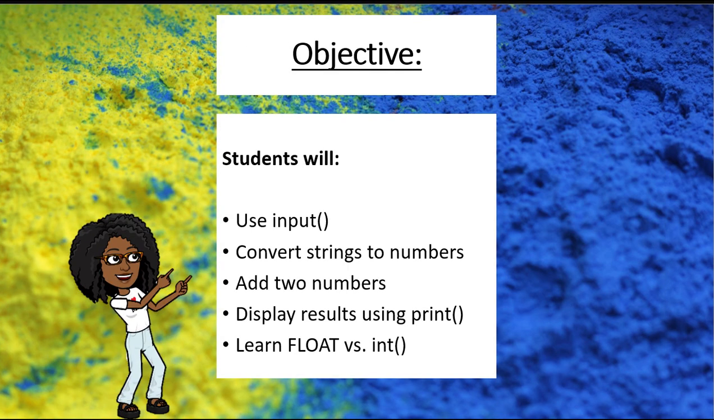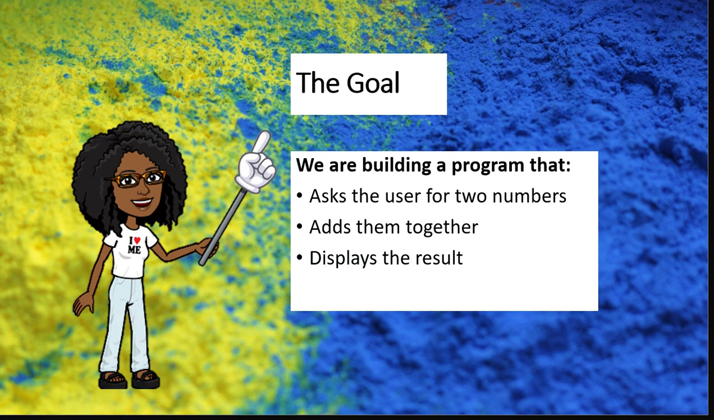Objective: students will use input, convert strings to numbers, add two numbers, display results using print, and learn float versus int. The goal? We are building a program that asks the user for two numbers, adds them together, and displays the result.